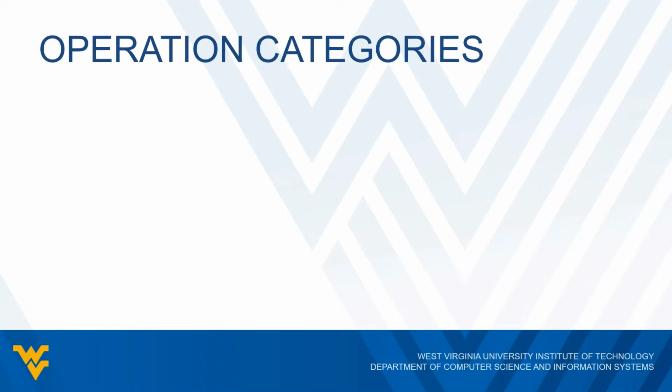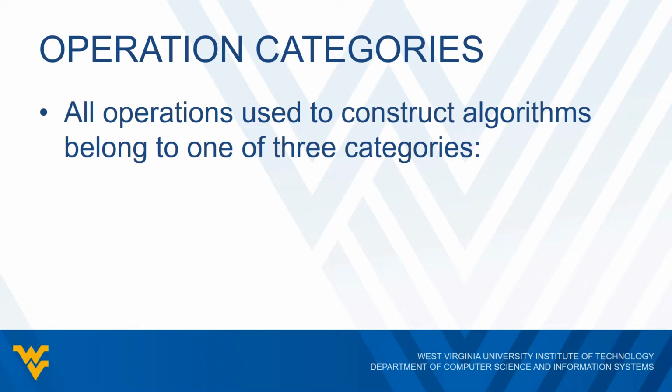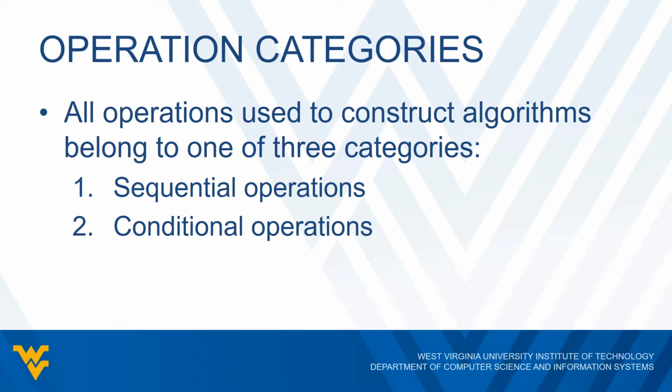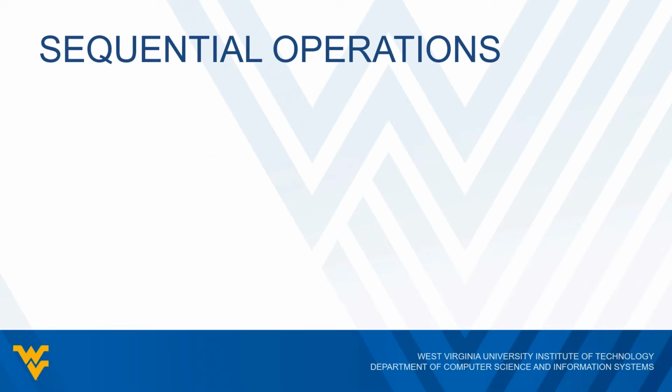Now, what about the operations themselves? These operations that are used for constructing algorithms? Well, these operations belong to one of three categories. So every type of operation that we include in an algorithm is part of one of three different categories. We have what are called sequential operations, we have conditional operations, and we have iterative operations. So we're going to take a look at all three of these in more detail.